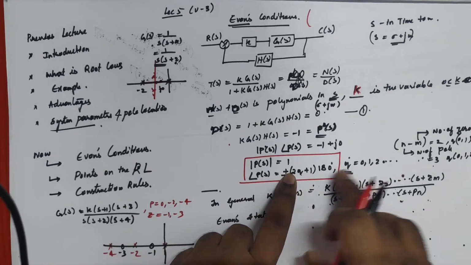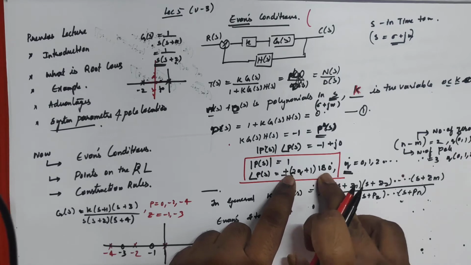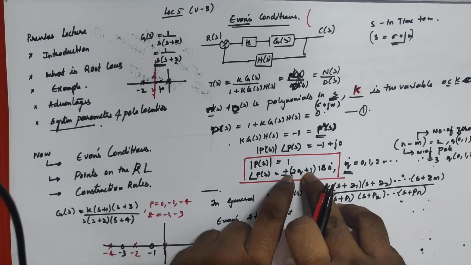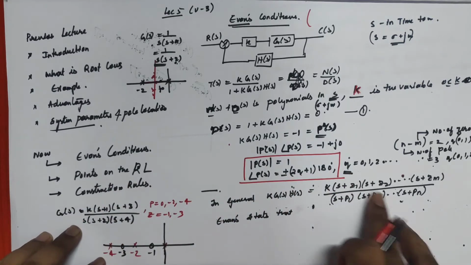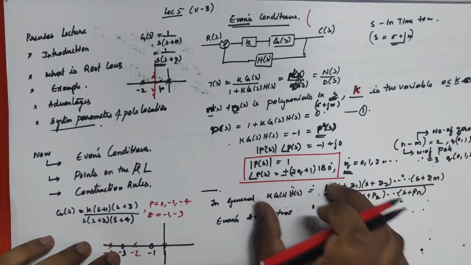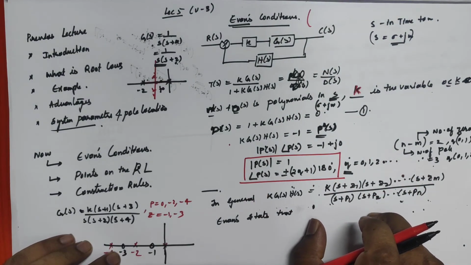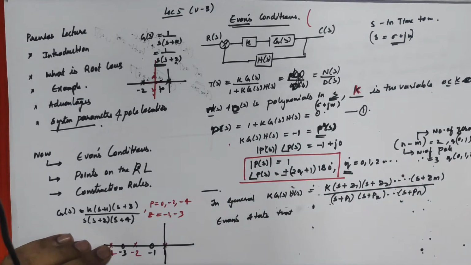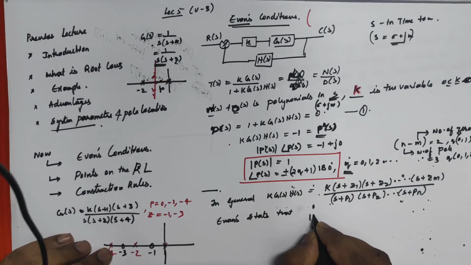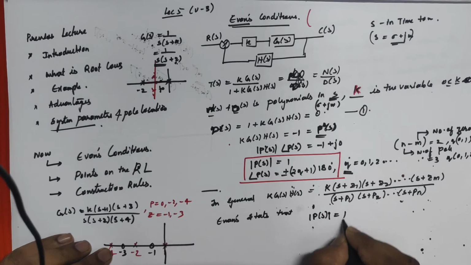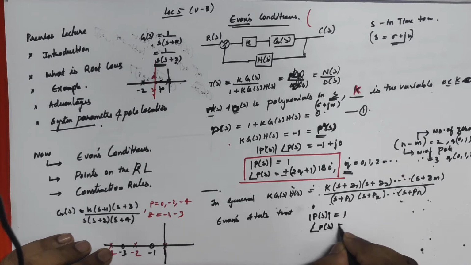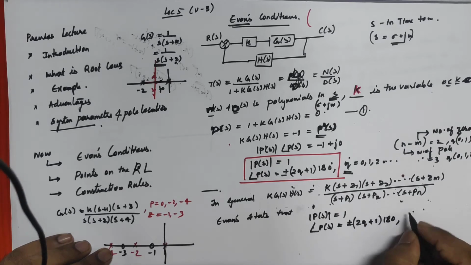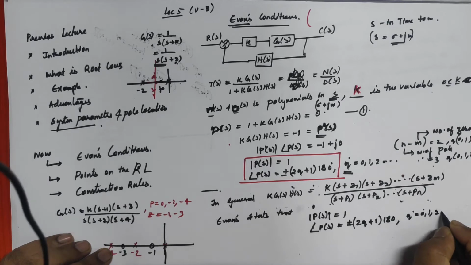The magnitude should be plus or minus 1, and the phase should be plus or minus (2q plus 1) into 180 degrees. If q equals 0, it should be minus 180 or plus 180. If q equals 1, it should be 3 into 180, and it goes on like that. This is the angle condition. More precisely, this is the open loop transfer function, g of s, h of s, and satisfying the conditions means the magnitude of p of s equals 1, and the angle of p of s equals plus or minus (2q plus 1) into 180, where q is varied from 0, 1, 2, etc.